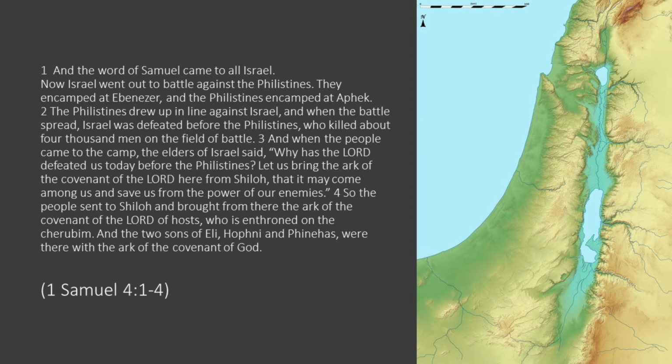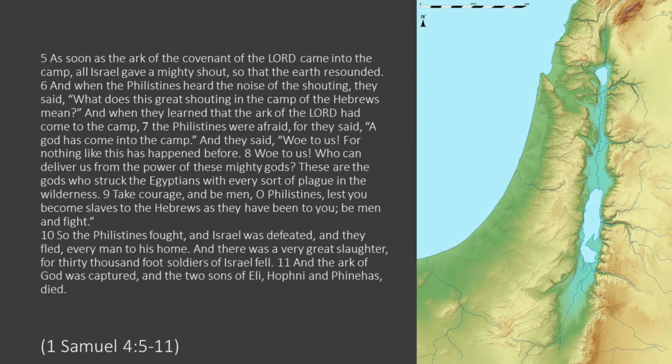And when the people came to the camp, the elders of Israel said, why has the Lord defeated us today before the Philistines? Let us bring the ark of the covenant of the Lord here from Shiloh, that it may come among us and save us from the power of our enemies. So the people sent to Shiloh, and brought from there the ark of the covenant of the Lord of hosts, who was enthroned on the cherubim. And the two sons of Eli, Hophni and Phinehas, were there with the ark of the covenant of God.